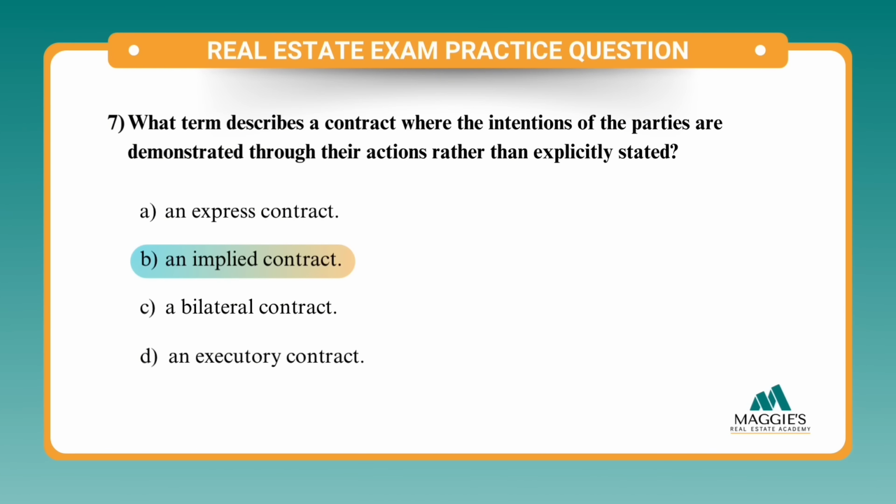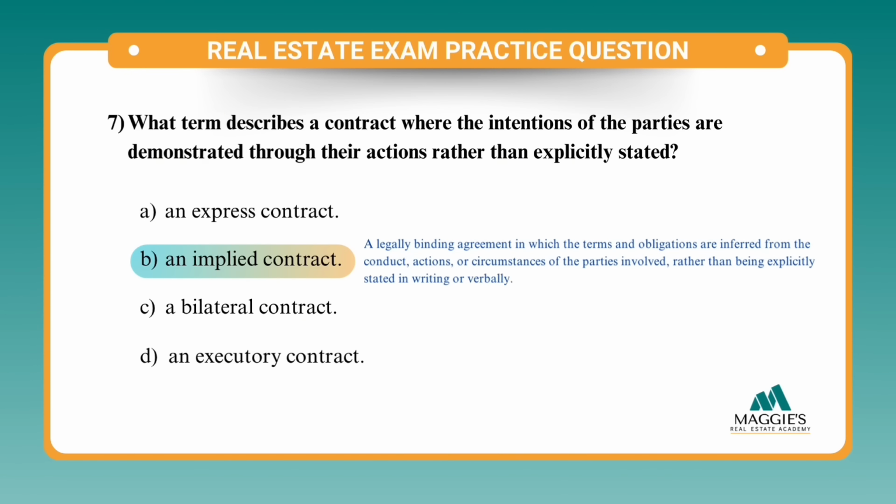All right, so remember, an implied contract is a legally binding agreement where the terms and obligations are inferred from the conduct, actions, or circumstances of the parties involved, rather than being explicitly stated in writing or verbally. In other words, the agreement is implied based on the behavior or actions of the parties, even if they haven't explicitly discussed or agreed to specific terms.